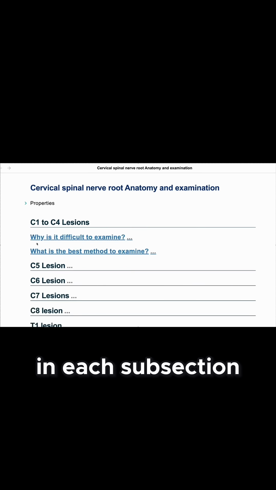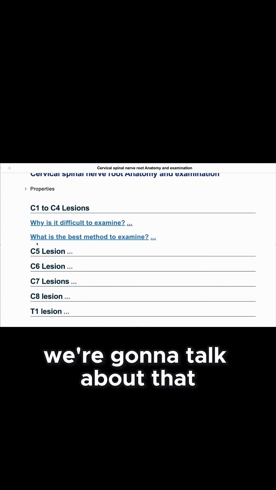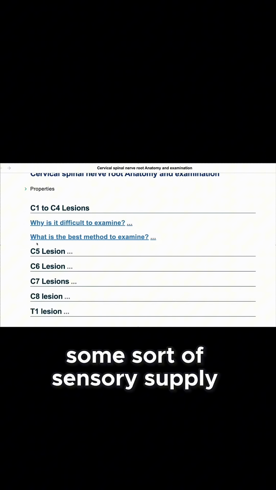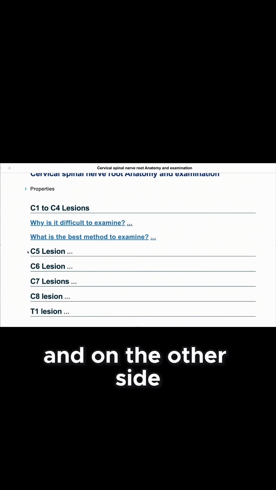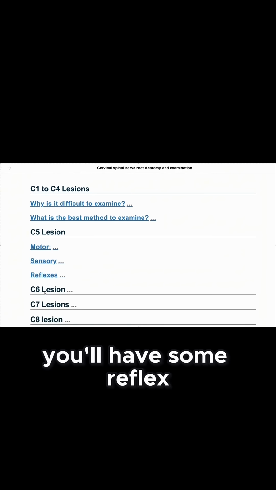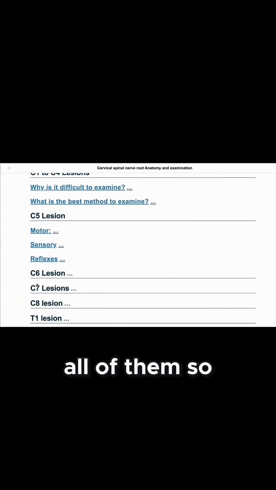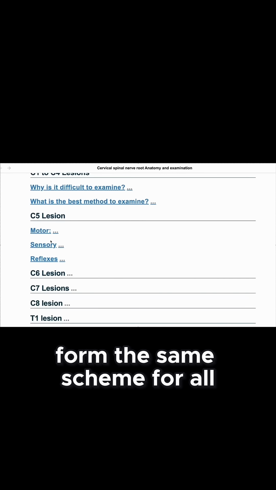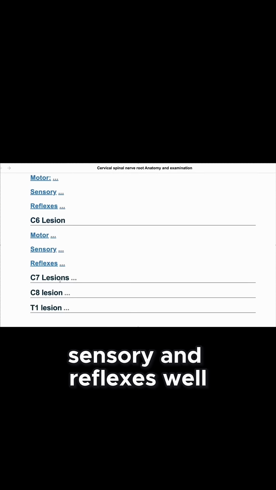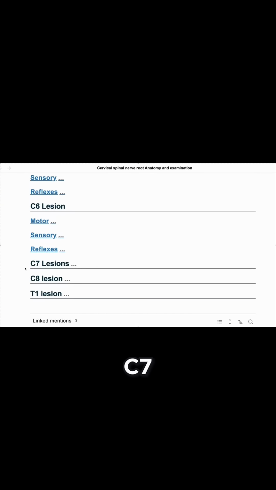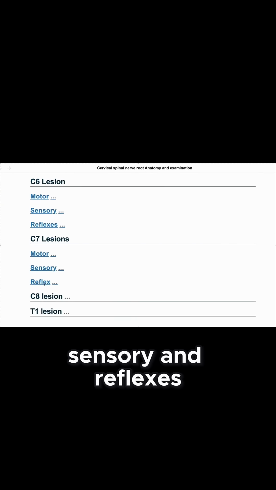In each subsection, we're going to talk about how each spinal nerve will have some sort of sensory supply, a motor supply, and on the other side, sometimes you'll have some reflex as well, but it's not going to be present in all of them. So we're following the same scheme for all the nerve roots. For example, C6 will have motor, sensory, and reflexes as well. C7, we need to talk about motor, sensory, and reflexes.